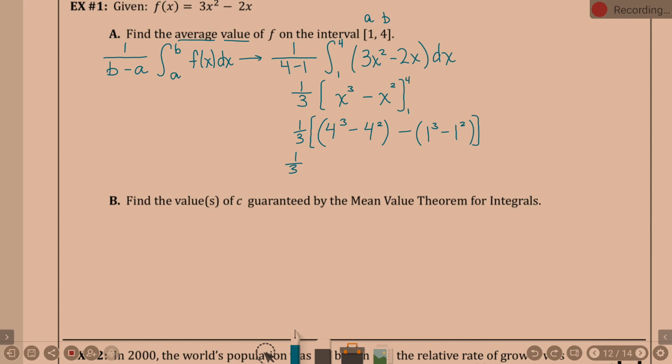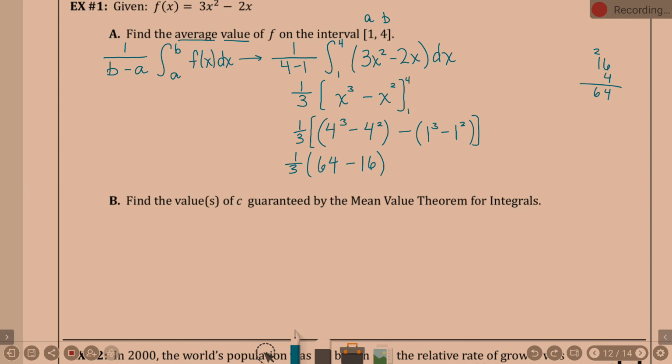Here's what you do when you don't know 4 cubed. 4 times 4 is 16. 16 times 4: 4 times 6 is 24, write the 4, carry the 2, and you get 64. Oh my goodness, people. 64 minus 16.